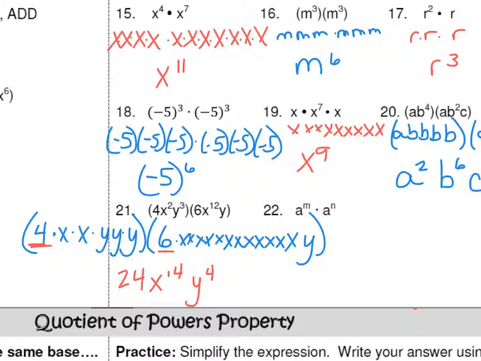So based on that rule, we could say that a to the m times a to the n equals a to the m plus n power. We're just adding our exponents. Like I said, don't worry about the rule. If you see it, use it. If you don't, expanding it is the safe way to go.